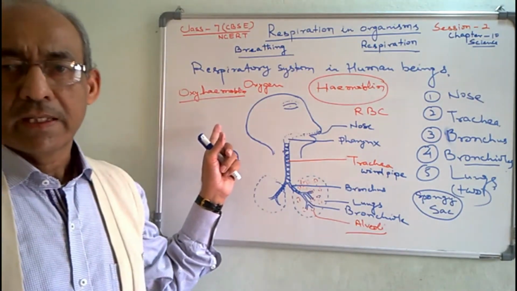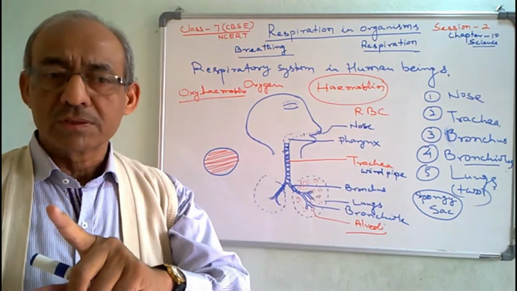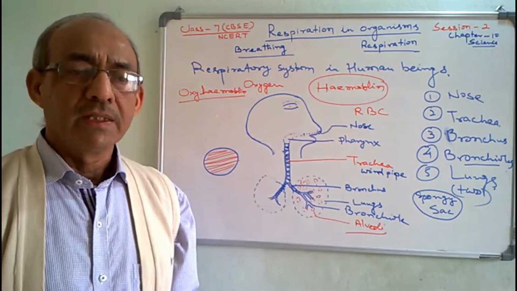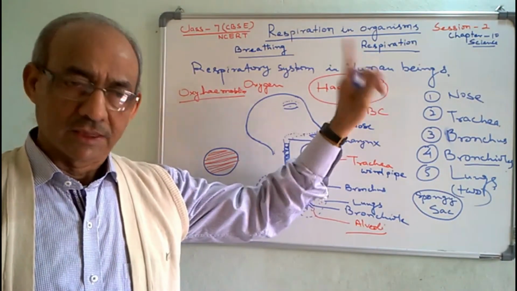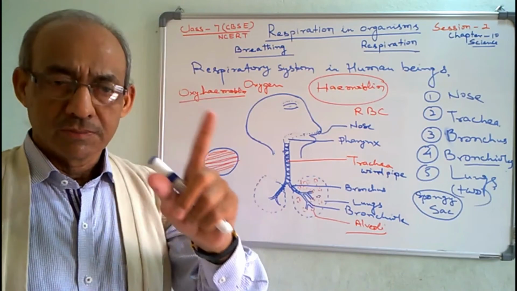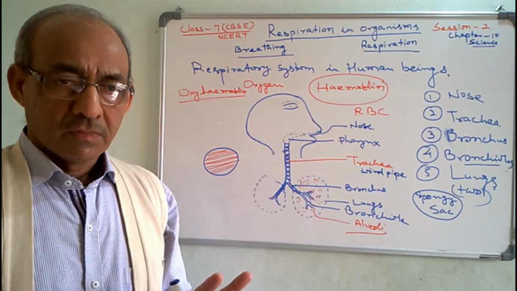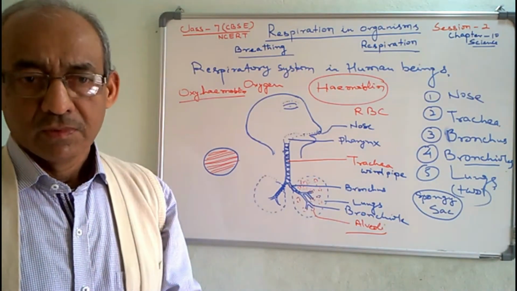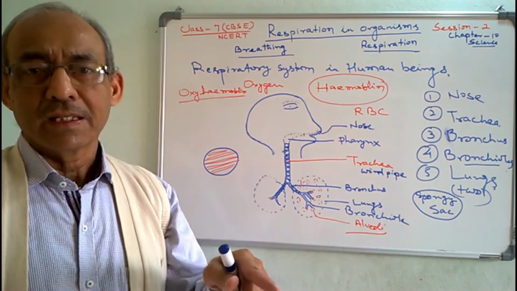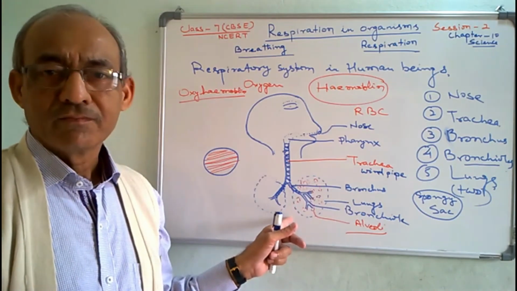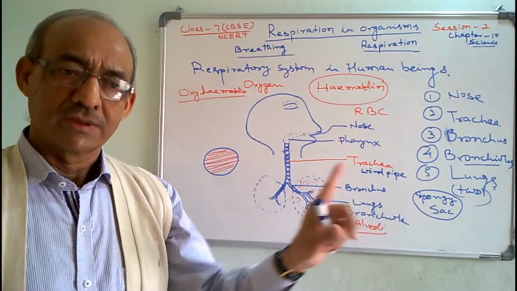And they carry the oxygen to the site of respiration. What are the sites of respiration? Various cells. Various cells of the human being are the site of actual respiration. Their actual respiration takes place. After completion of respiration, carbon dioxide is formed. Then the hemoglobin of the RBC picks up the carbon dioxide and carries it up to the alveoli of the lungs. There they release the carbon dioxide in the lungs.